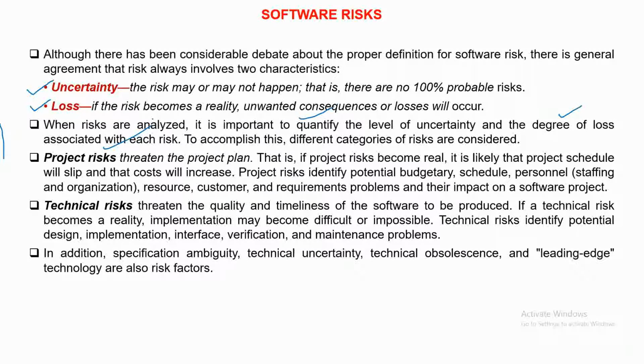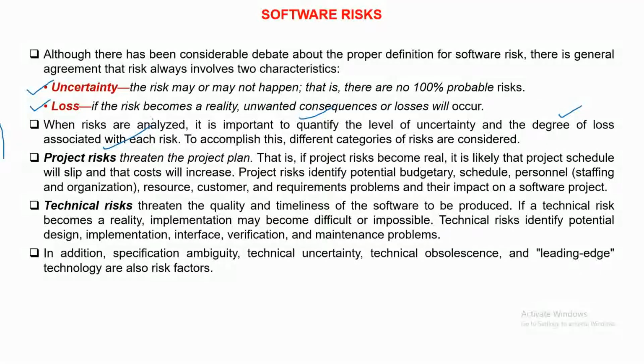Degree of loss. If it is the loss in terms of money, then you have to estimate कि 1 lakh का loss, 2 lakh का loss, 5 lakh का loss. If it is in terms of time, if this particular risk becomes reality, then our project may be delayed by 4 days, by 1 month, by 1 year.